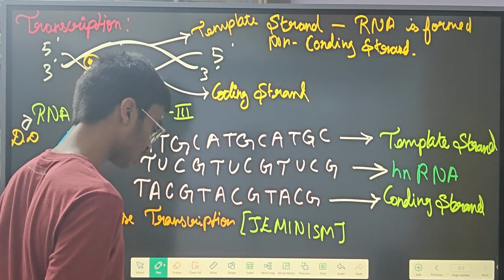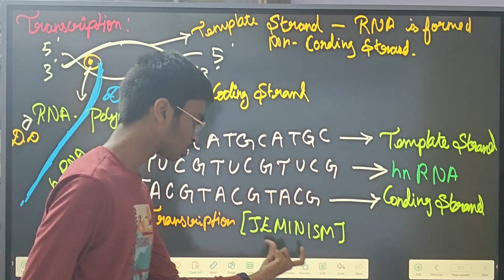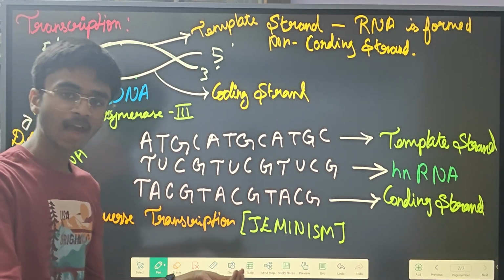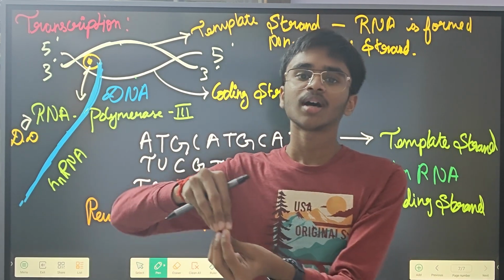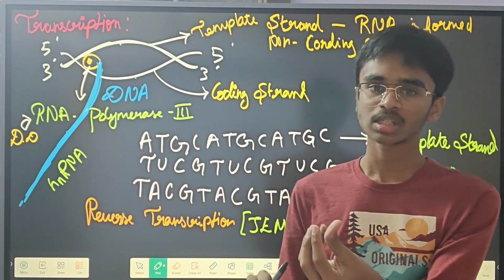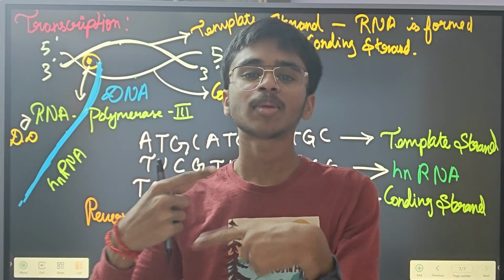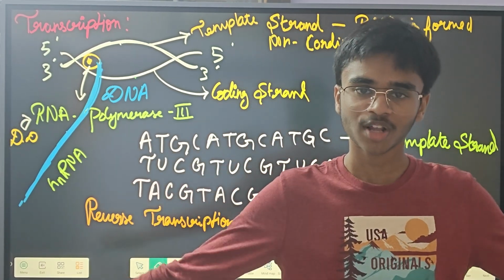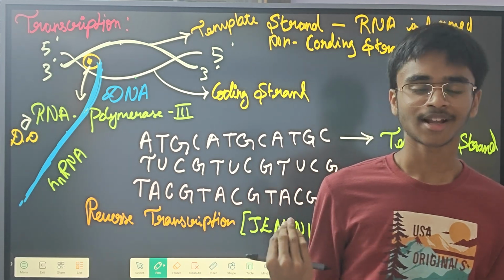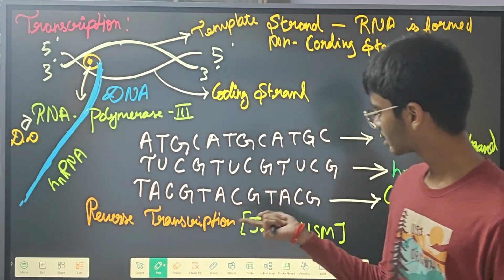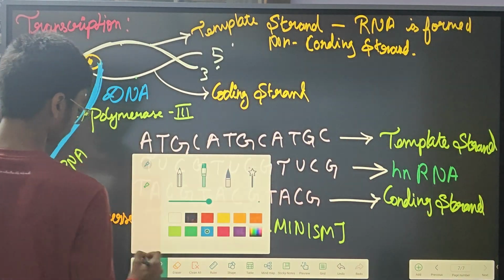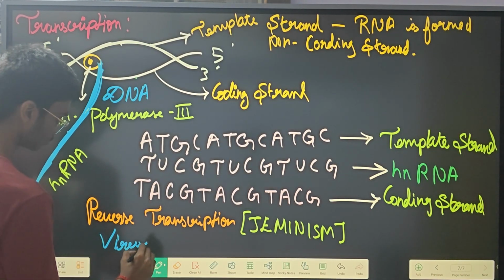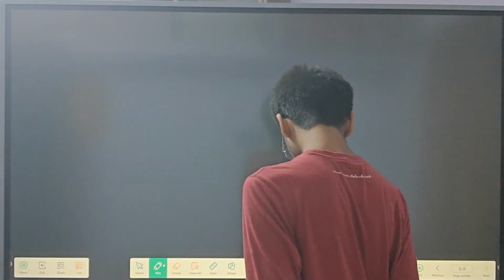Reverse transcriptase is an enzyme which is used by viruses that have only RNA. That RNA will be transformed into DNA, and this DNA will be given to the host. The host will take this DNA and replicate it, and then the total immune system will be gone. So reverse transcription is done by viruses.